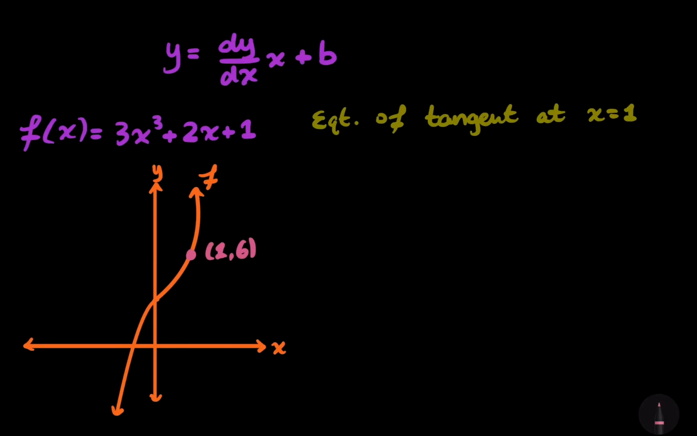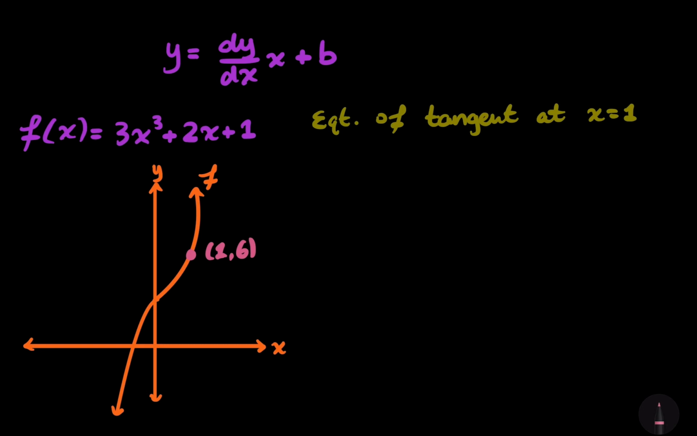So in today's video, we're going to take a look at how we can determine the equation of the tangent line at a given point. If we're looking at slope-intercept form, then the equation of the tangent line can be described as y equals dy/dx times x plus b. Of course, there are many different forms of linear functions. This one is just my preferred form.